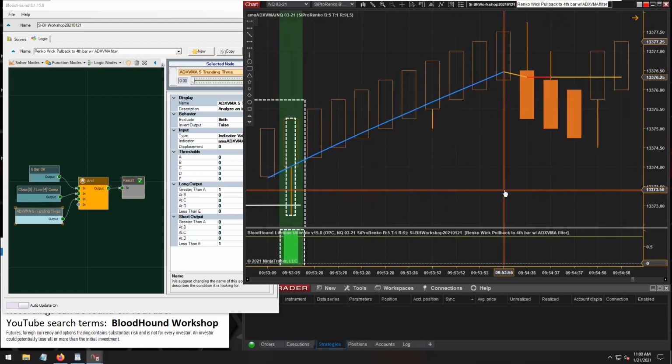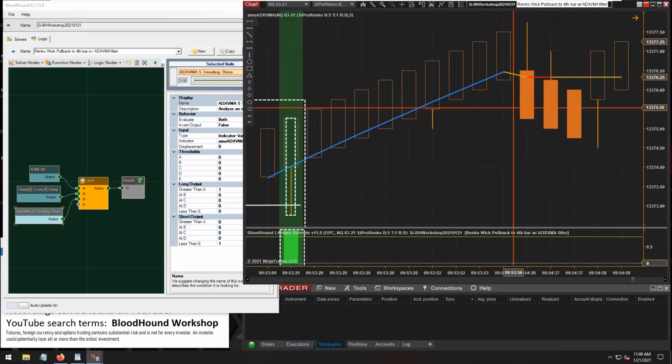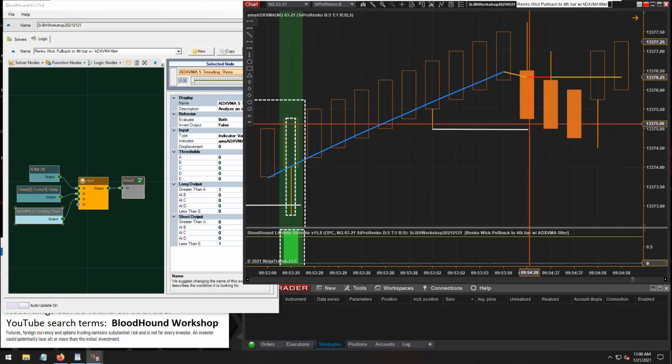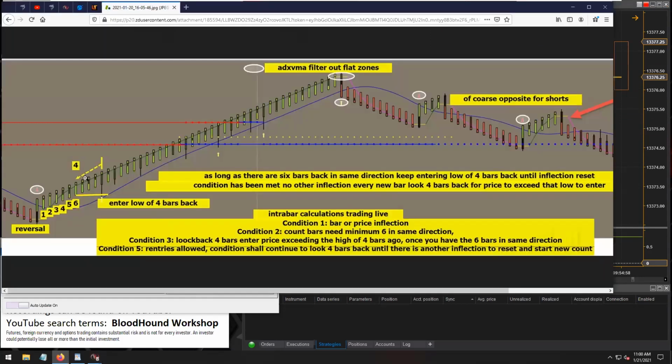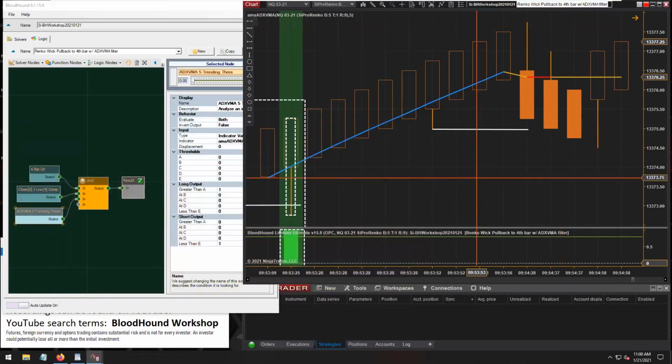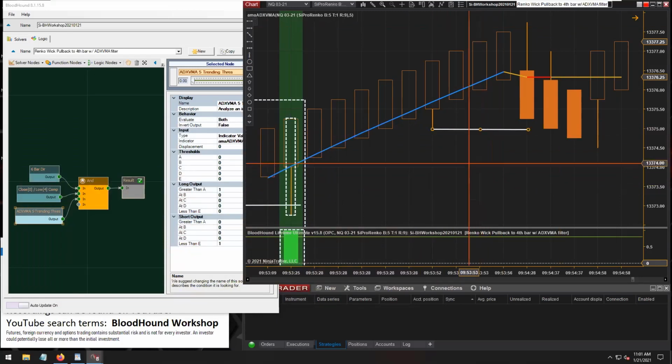All right. And sometimes these reversal bars aren't going to have a signal because, as the rules say, we're taking the low of the bar and it needs to break the low price, right? So this reversal bar did not get down to the low of that bar there. Yeah, so there we go, right? So enter the low of 4 bars back. So there we go. All right. So I think we have it.